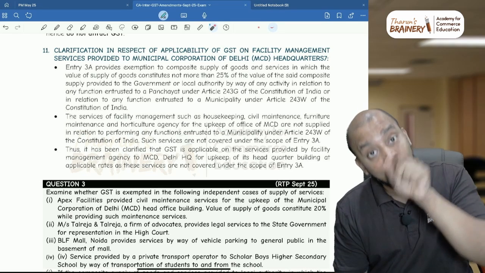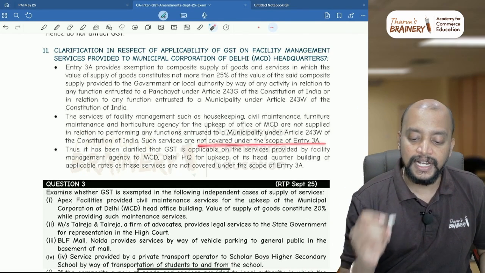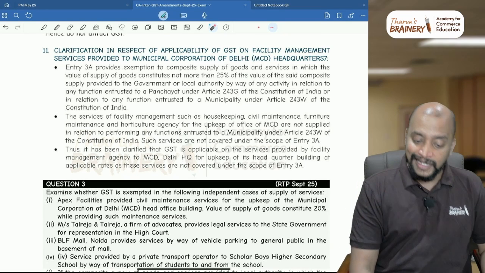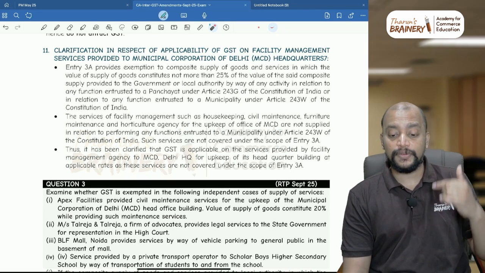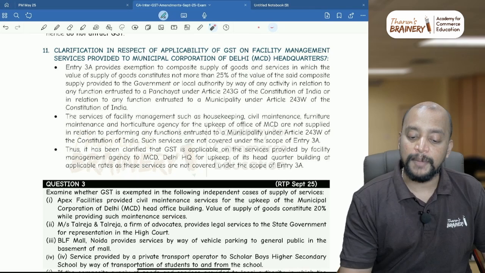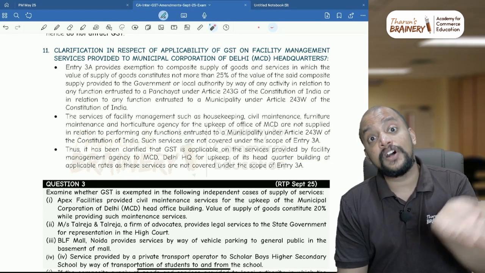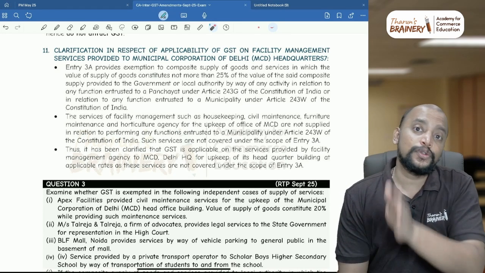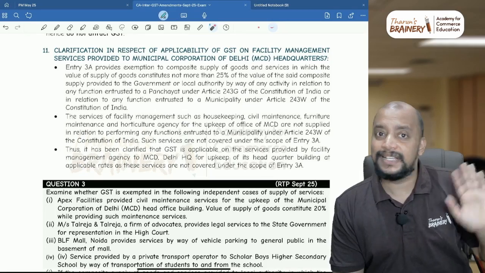First of all, is it their work to do for the general public? No. Such services are not covered under the scope of entry 3A. Thus, it has been clarified that GST is applicable on services provided by Facility Management Agency to MCD Delhi for upkeep of its headquarters. So, first it should be the activity of that government to do it for the general public, and when they outsource it, then only that outsourced activity is exempted.